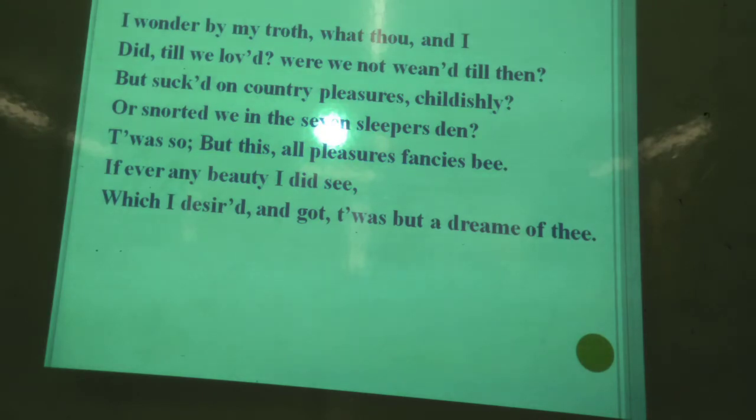Actually, they fell in love with each other, not in that time. When they were adult, when they were mature, they fell in love. But their love activities are compared to the relationship between a mother and a child. Then, such country pleasures, childishly. It's a rhetorical question here, so childishly.